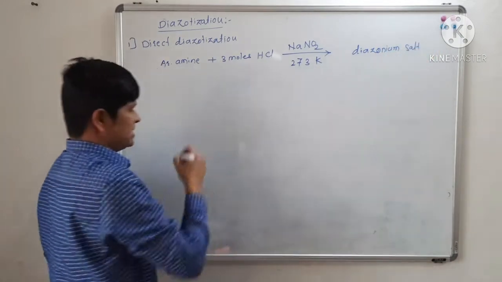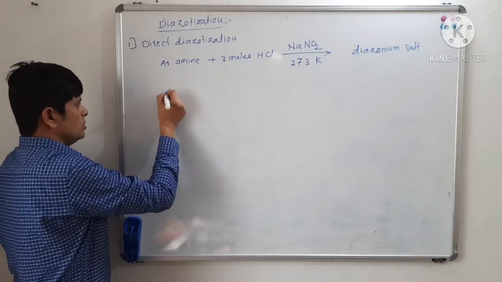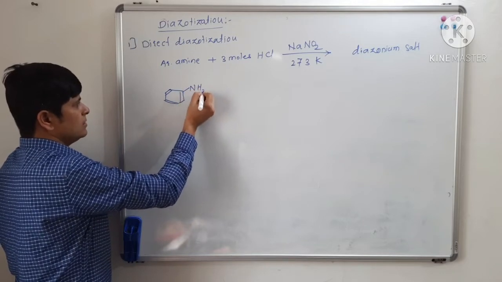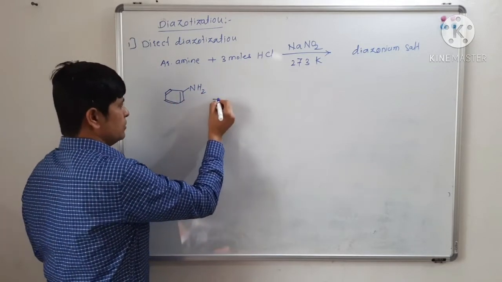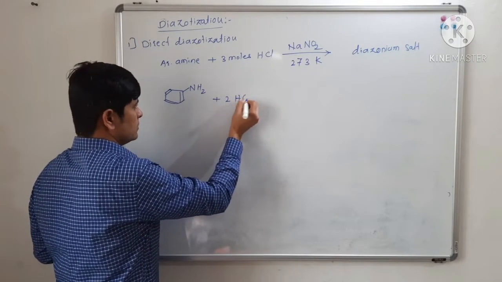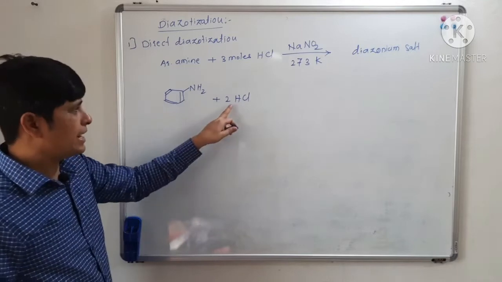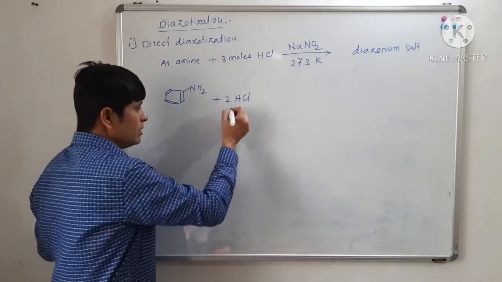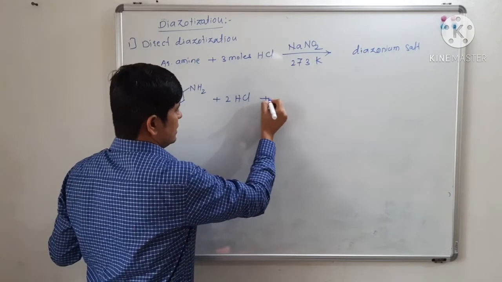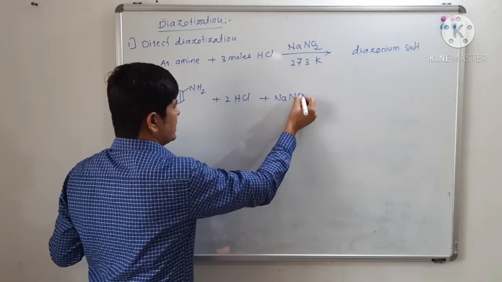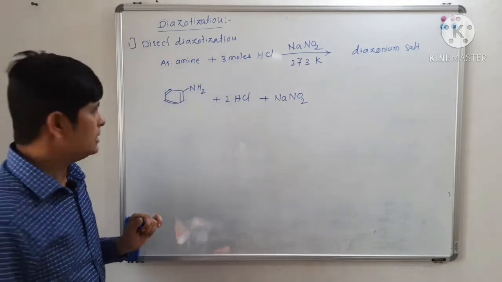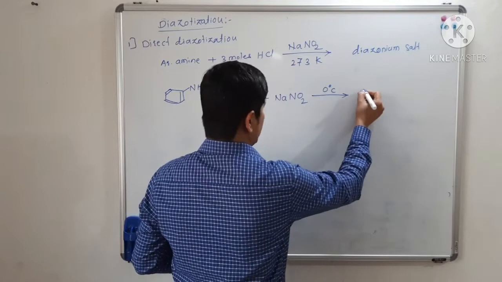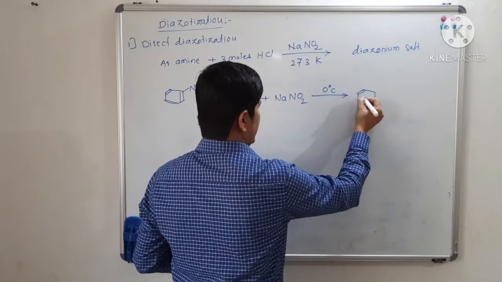Let us see one example. In this method, an aromatic amine like aniline is reacted with 2 moles of hydrochloric acid and sodium nitrite solution. What will happen? At 0 degrees Celsius, there will be formation of benzene diazonium chloride.